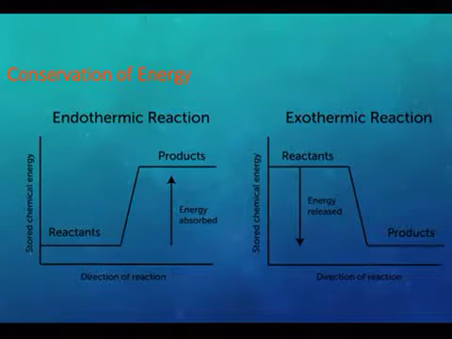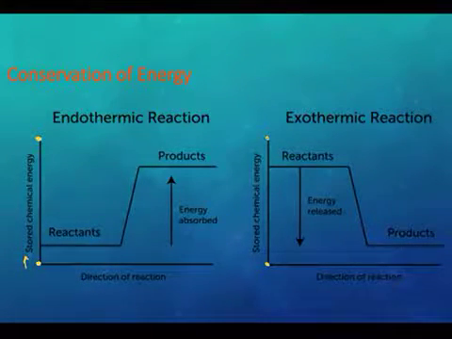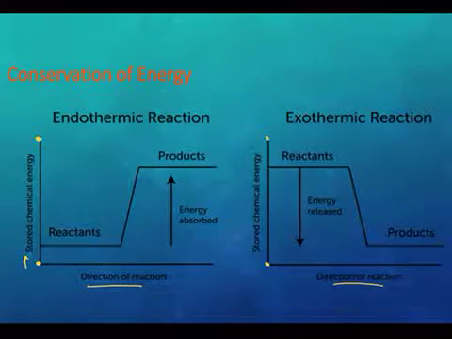So here's some graphical representations of this. In both graphs, on our y-axis, we have the amount of stored energy. So down here would be a low amount of stored energy, and up at the top would be a high amount. And that's the same for both endo and exothermics. And then we have on our x-axis the direction of the reaction.